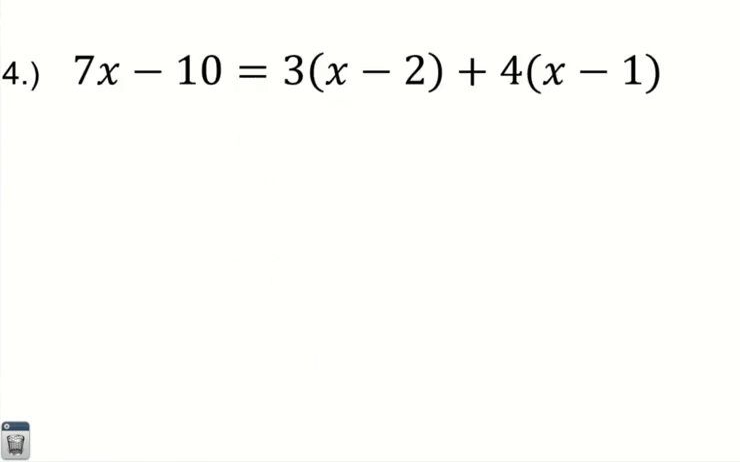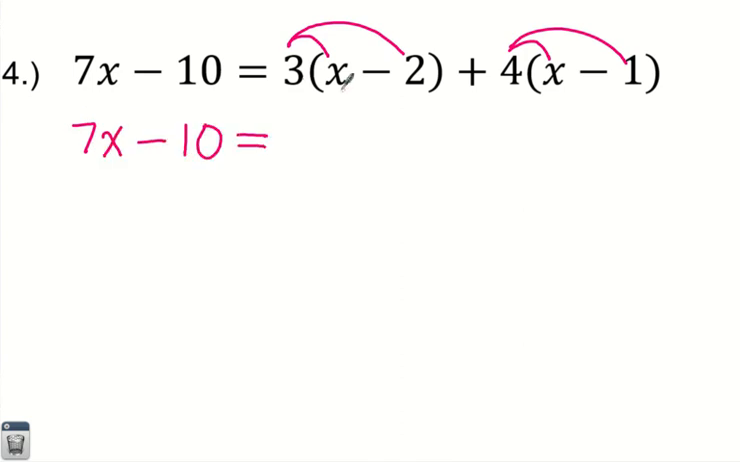Let's do maybe one more. I hope at this point in time you know what needs to be done first. Clear the parentheses by distributing what's directly out in front being multiplied to it. So the 7x minus 10 just comes on down. 3 times x is 3x. 3 times negative 2 is minus 6. Positive 4 times x is positive 4x. Positive 4 times negative 1 is minus 4.